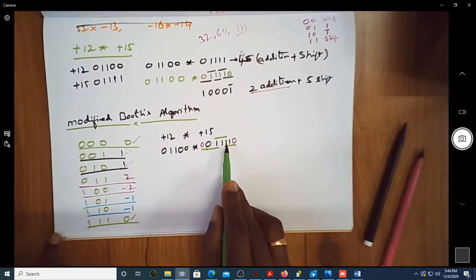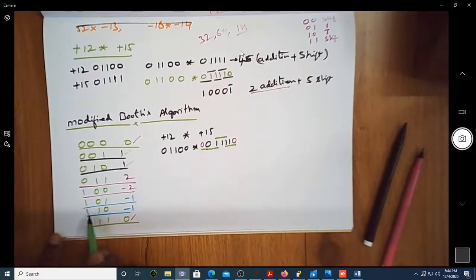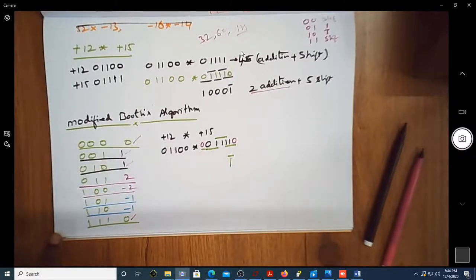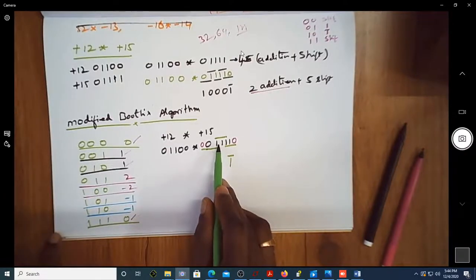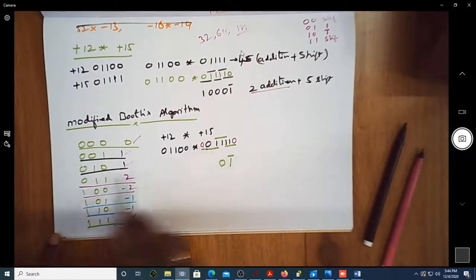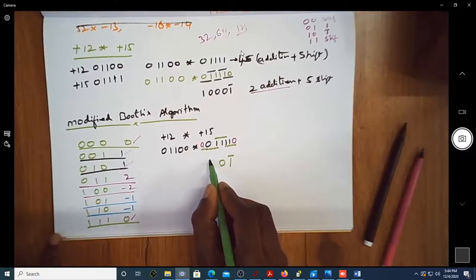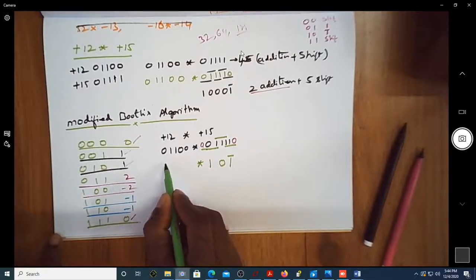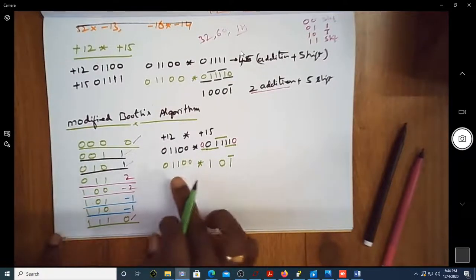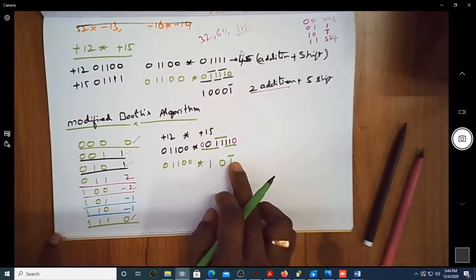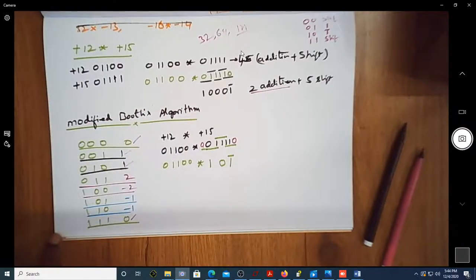So grouping happens to be 110, which corresponds to minus 1, that is you'll be adding the negative of the multiplicand. Then you have 111, which corresponds to simply a shifting operation. Next you have 001, which corresponds to simply addition of the multiplicand. Of course it is multiplied with 0 1 1 0 0, which is 12. This is the modified multiplier being recoded using the modified Booth's algorithm.